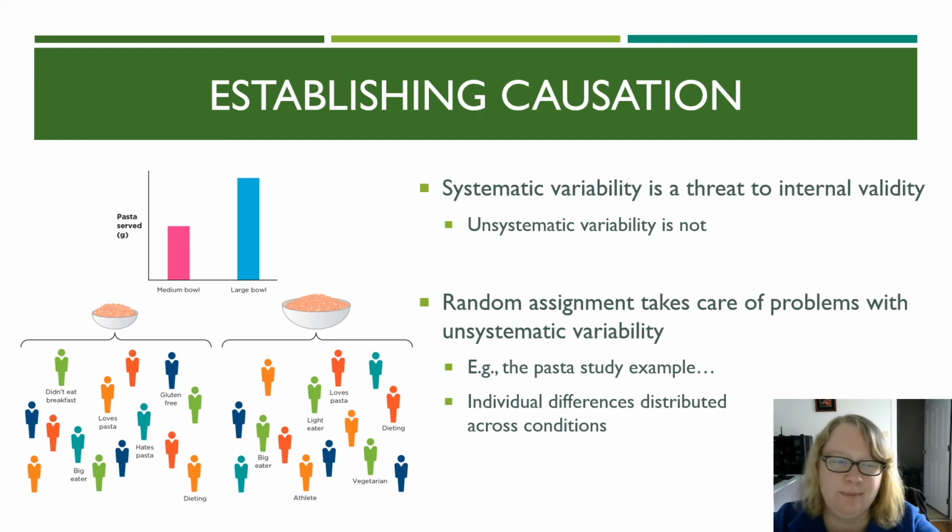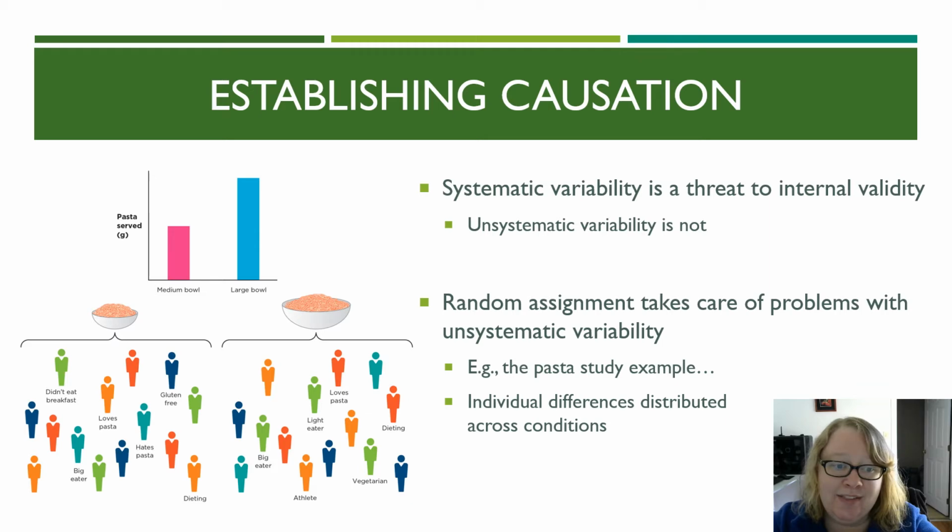You see what I mean? It's not the bowl size anymore. It's the people's characteristics, whether they want pasta, whether they like pasta, whether they already ate or are hungry. That's what's really causing that difference. That's a confound in my hypothetical version of the study. It creates a design confound, self-selection. I think we'll talk more about that idea later too. But it creates an alternate explanation. That creates a threat to internal validity.